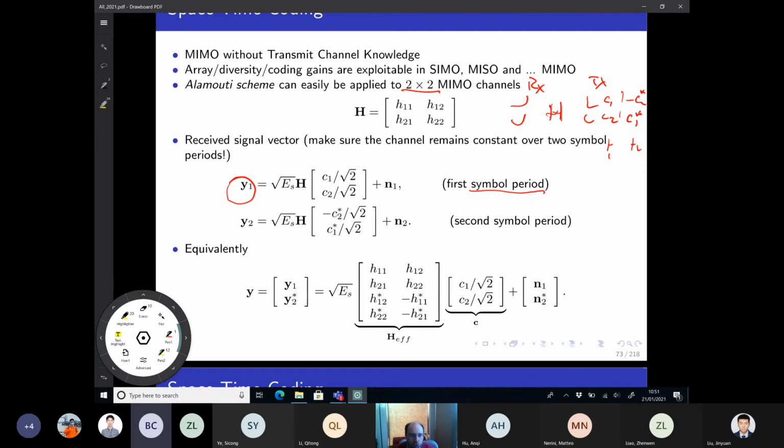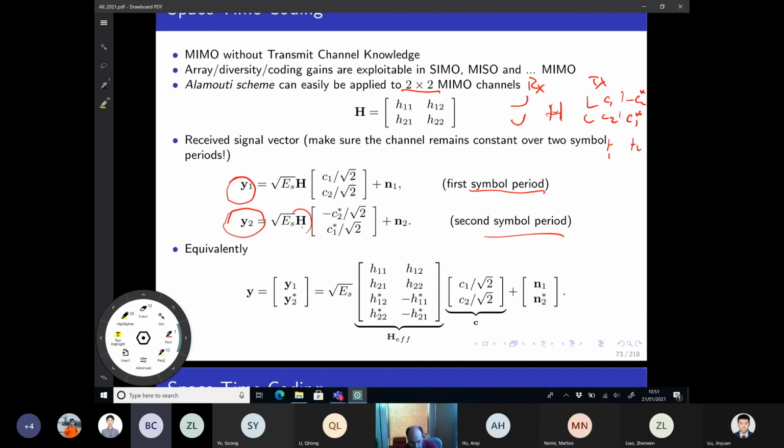So in this case, you have a 2-dimensional vector if you have 2 receive antennas. Same for the second time instance. Here you have the second time instance. So I now transmit minus C2 conjugate, C1 conjugate, and it travels across my MIMO matrix. And I have again another observation, 2-dimensional with these 2 receive antennas.